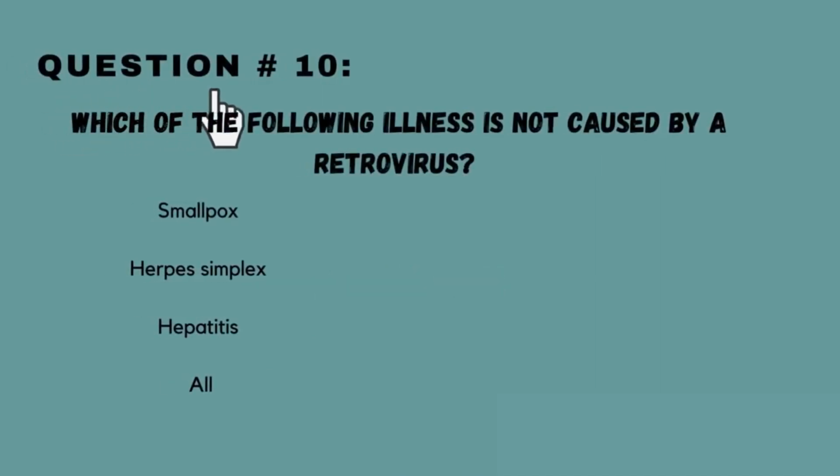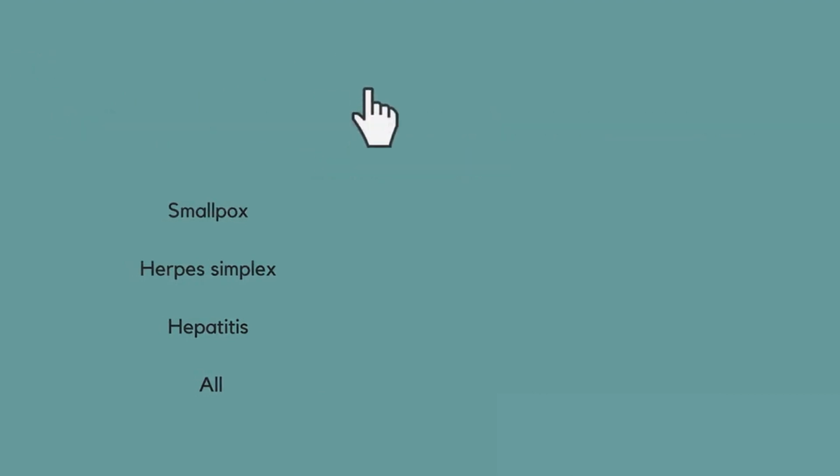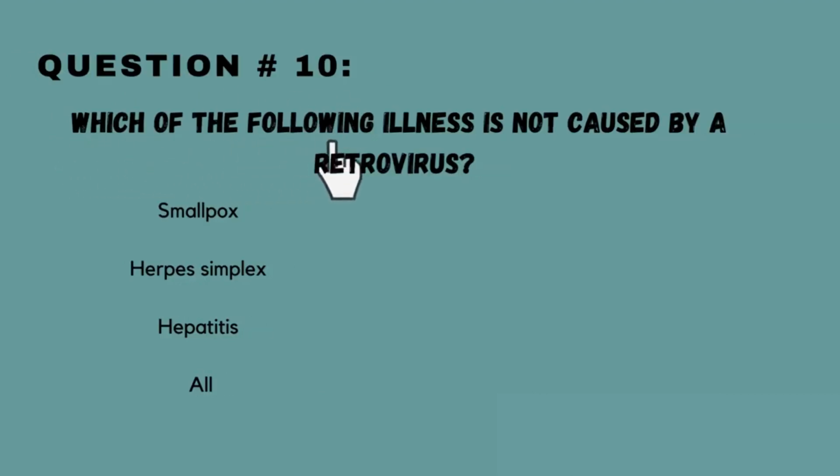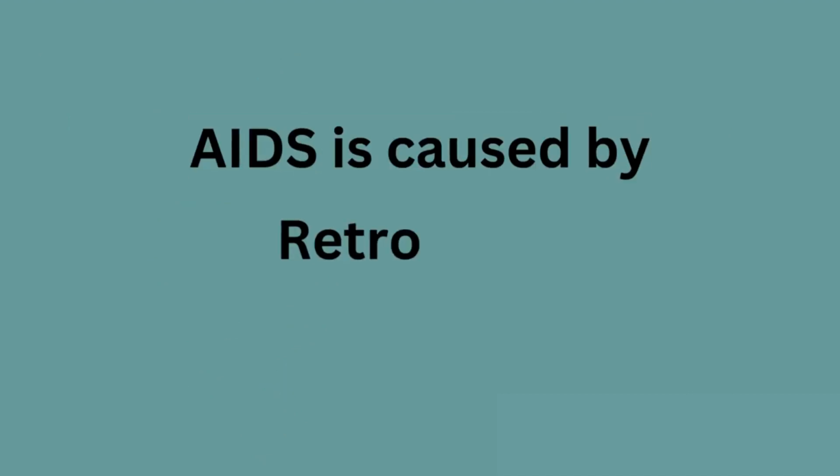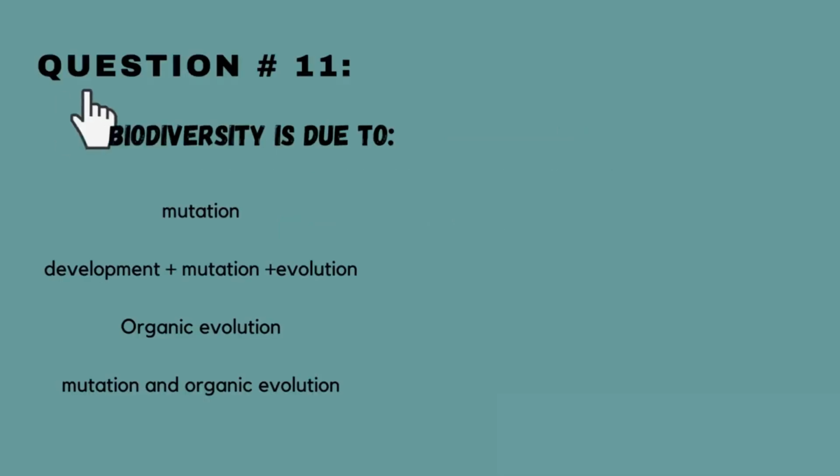Question number 10. Which of the following illness is not caused by a retrovirus? Let's see options. Smallpox, herpes simplex, hepatitis. All. So correct answer is D. As we know in our book, we have read only about one disease which is caused by retrovirus, and that is AIDS.